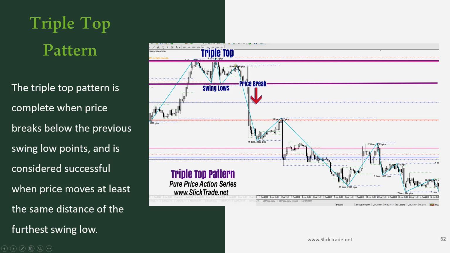Okay? Now, as you can see, this third top did not come exactly to the same resistance point. It does not have to be exact, it just has to be close. You just need to see basically point 1, point 2, point 3. Okay, you want to see both of those swing lows in there. And then when price breaks, this was considered a successful triple top pattern because price moved at least this distance. Okay?